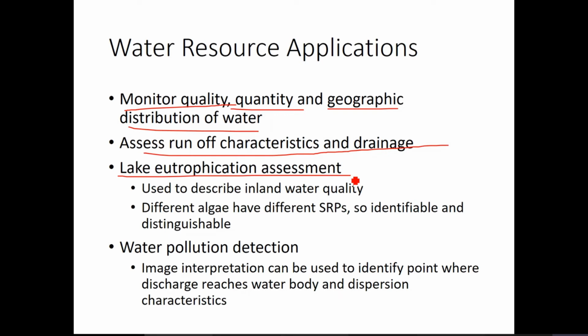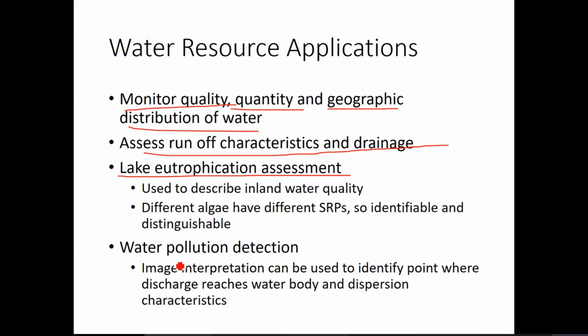So this lake eutrophication assessment, you can relate it to inland water quality. Lake eutrophication can be identified based on the different algae that are mapped on the water. Blue algae is there, green algae is there. These different algae have different spectral reflectance patterns. So you can identify and distinguish different algae in this water, estimate the lake eutrophication levels, and correlate that data to the inland water quality. So that is where the remote sensing application comes in, lake eutrophication and inland water quality assessments. All right, clear?